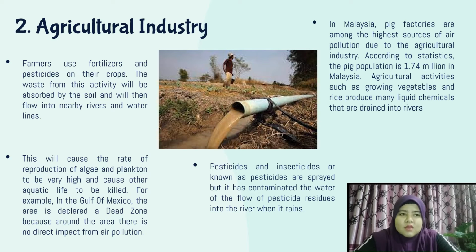Pesticides and insecticides are sprayed, but they contaminate the water as pesticide residues flow into the river when it rains. In Malaysia, pig farms are among the highest sources of water pollution due to the agriculture industry. According to statistics, the pig population is 1.74 million in Malaysia. Agriculture activities such as growing vegetables and rice produce many liquid chemicals that are drained into the river.